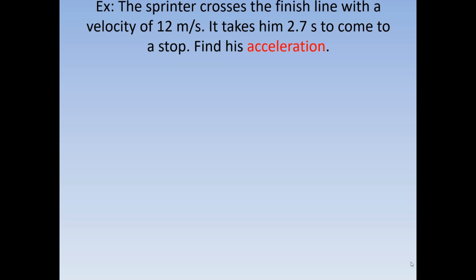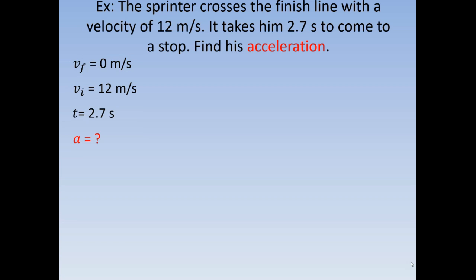Let's look at another one. The sprinter crosses the finish line with a velocity of 12 meters per second. It takes him 2.7 seconds to come to a stop. Find his acceleration. So remember, acceleration is any change in velocity. So even though we're slowing down, we still call that an acceleration.